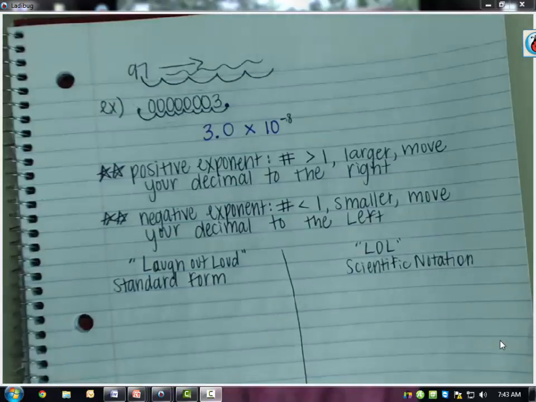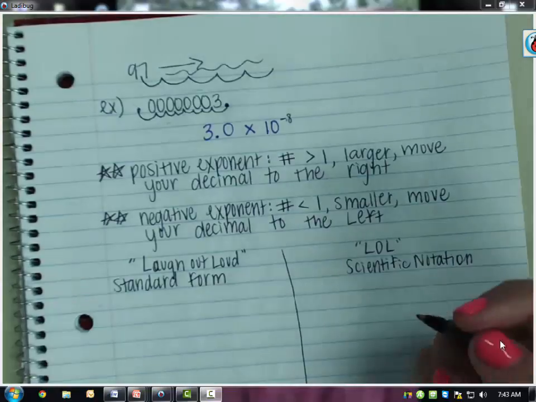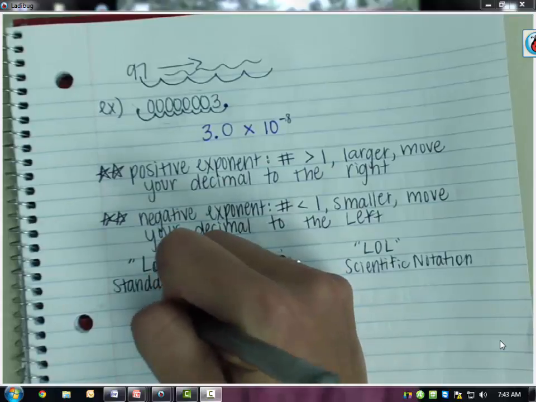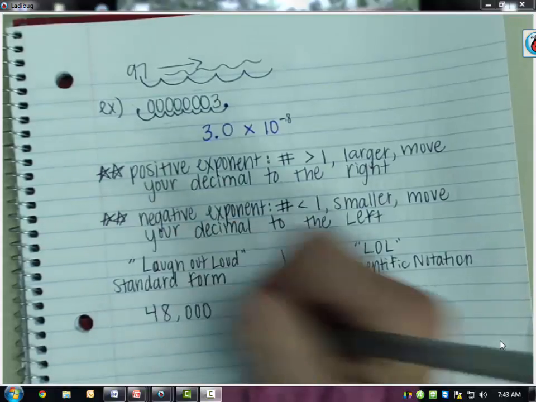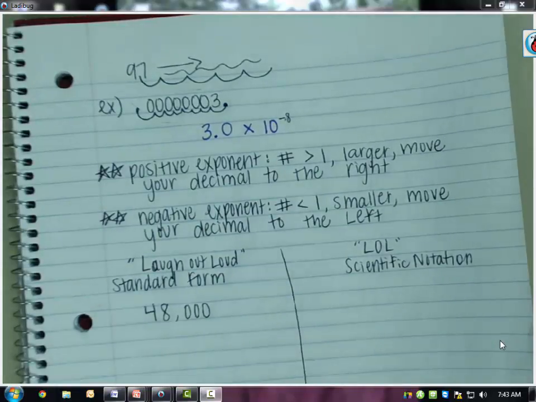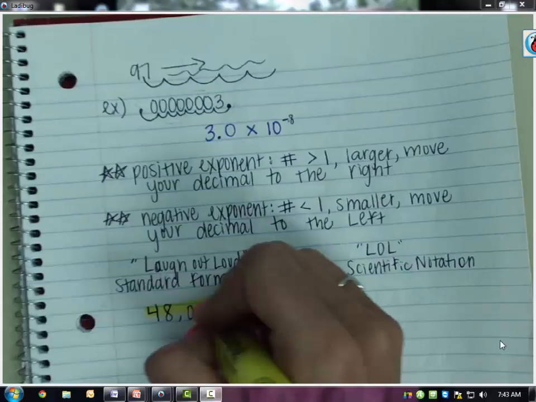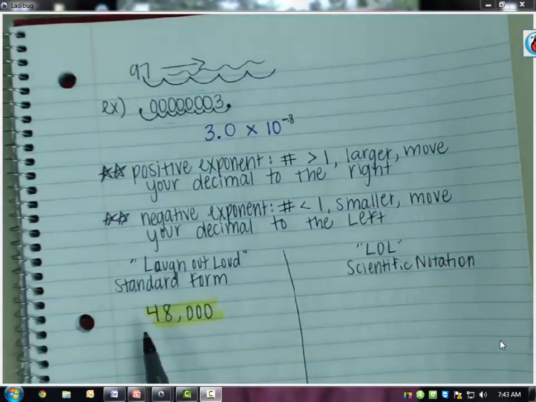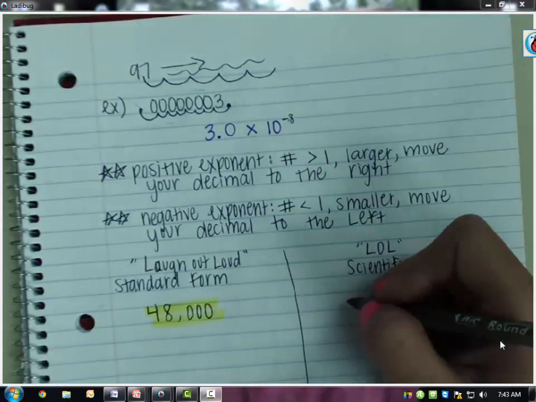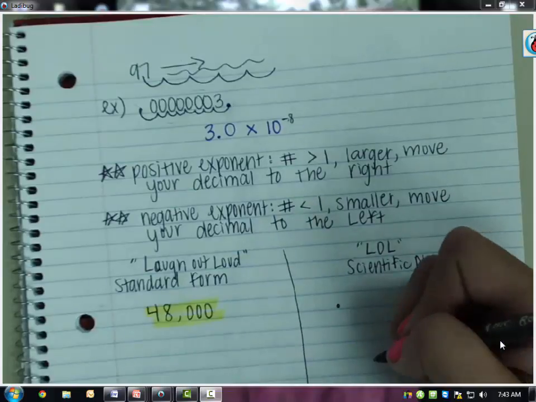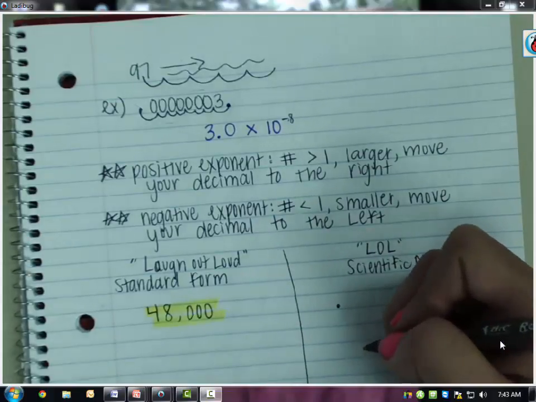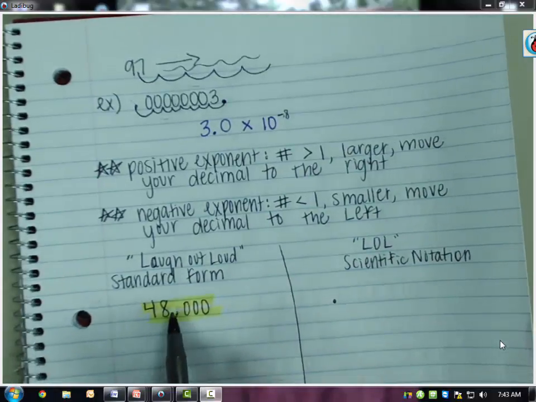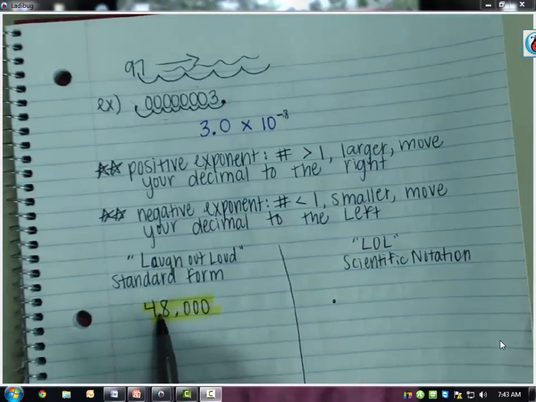Alright, so let's look at 48,000. We want to get our standard form into scientific notation. Pause it and see if you can do it on your own. Okay, so we know that our first number has to be between 1 and 9. If we put our decimal here, it's going to be 48. That's too big. So we want to put our decimal right here because 4.8, or 4 8/10, is between 1 whole and 9 wholes.